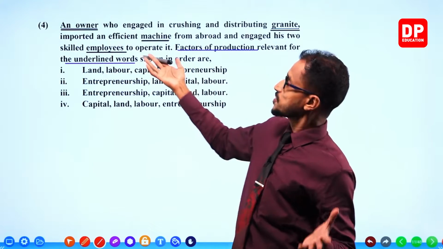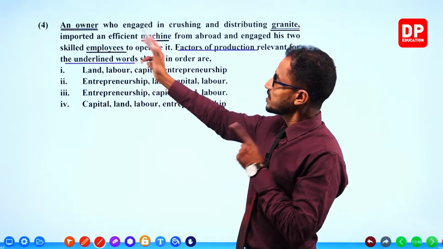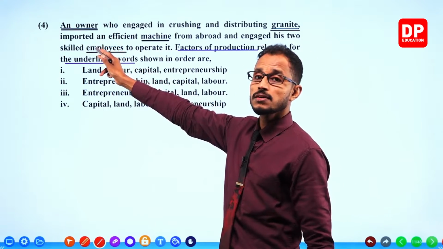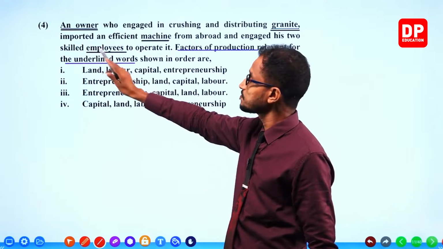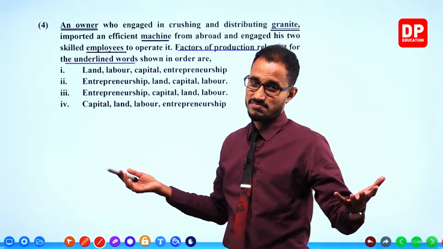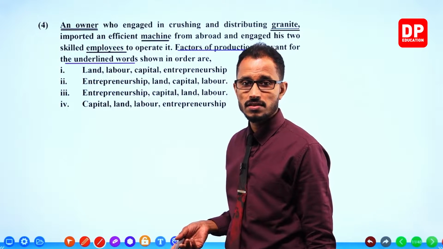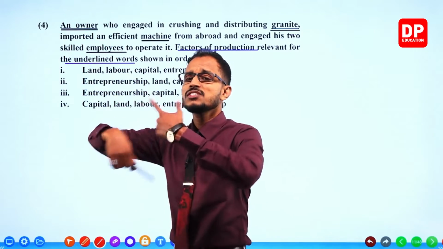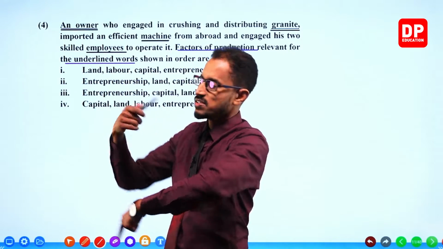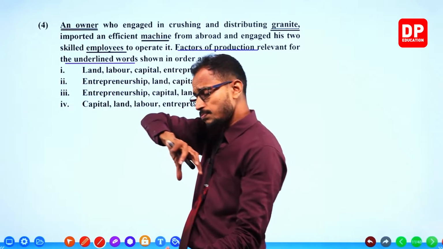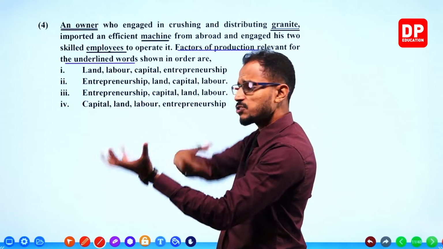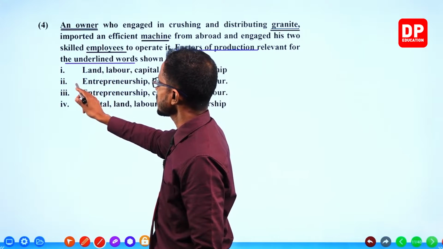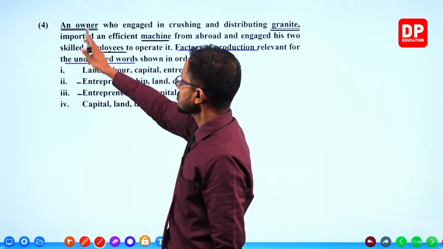Obviously, the factors of production relevant for these underlined things, or the resources, can be marked. Owner means the person who starts the business, the person who carries out the business, the person who combines all the other factors together. That is the entrepreneurship. Here we go. We have 2 answers here. First one should be entrepreneurship.